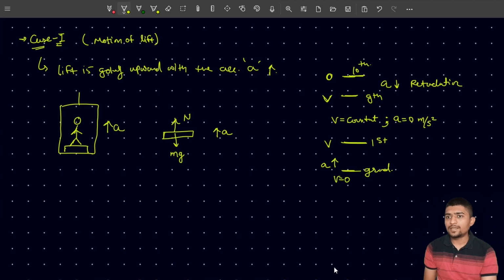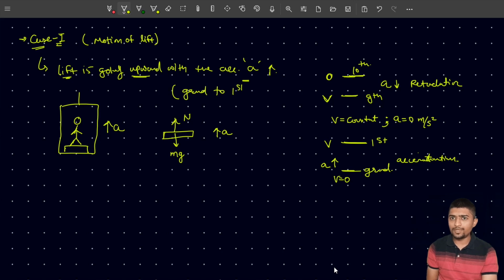So it has acceleration from ground floor to first floor, upward acceleration, and from first to 9th floor it will have a constant velocity, and from 9th to 10th it will have retardation. So we are considering case 1 where the lift is going upward with acceleration a, which is the case of ground floor to first floor moving.